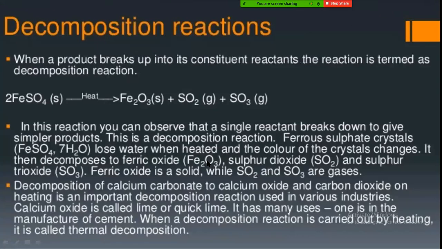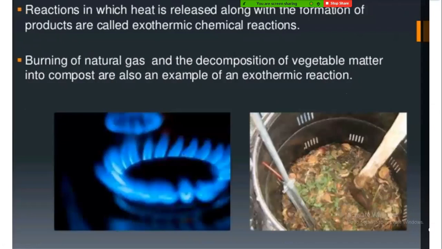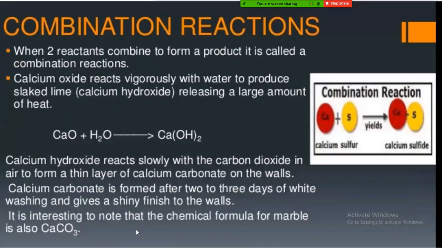Yes, sir. Okay, any question up to this point? Especially this point, it is interesting to note that the chemical formula for marble is also calcium carbonate. You don't have any question yet? I'm pointing you, I'm begging you to ask me the question. Does anyone have any question? अच्छा ठीक है, तो मैं पूछ लेता हूँ, चलो, आप लोगों को कोई क्वेश्चन नहीं है.